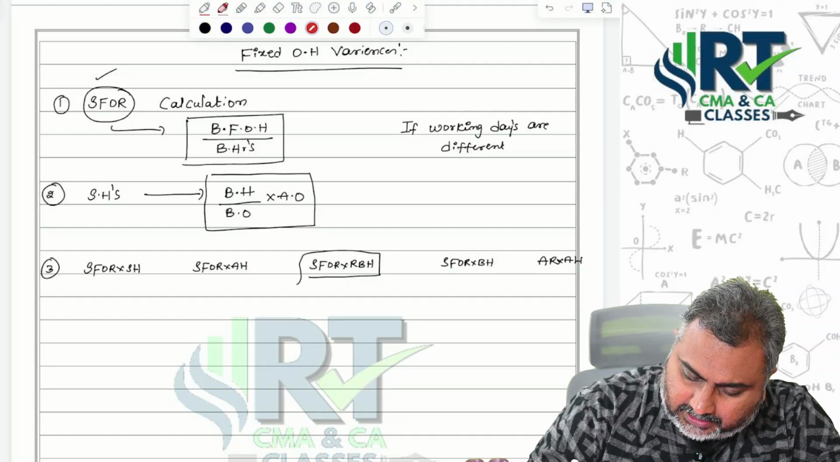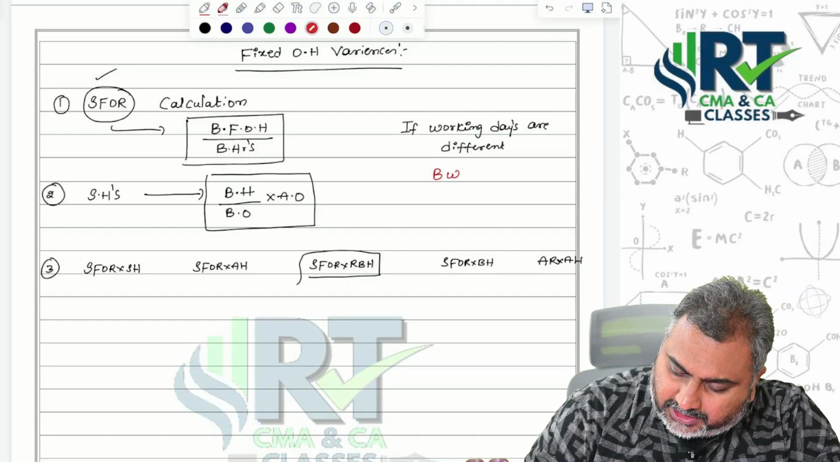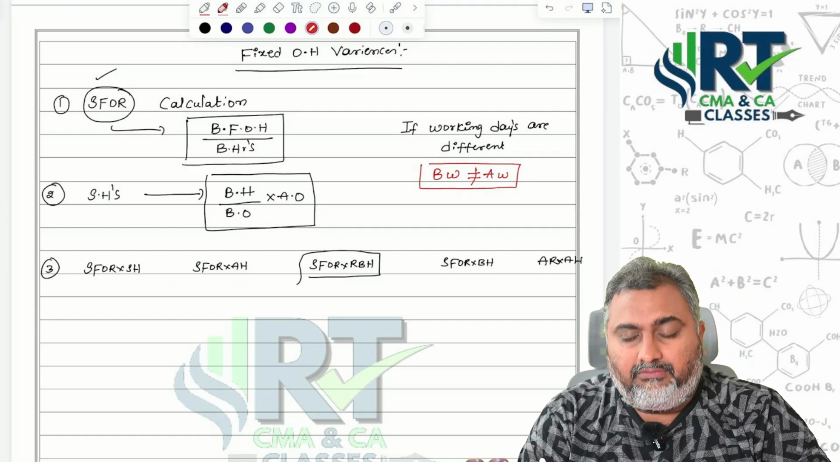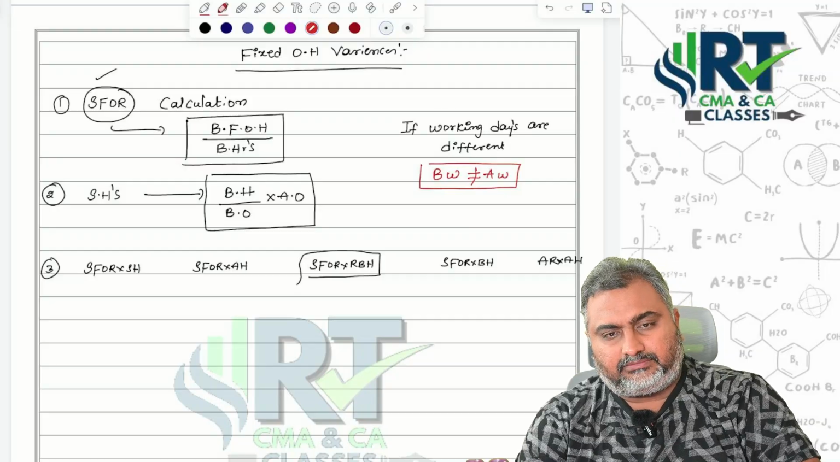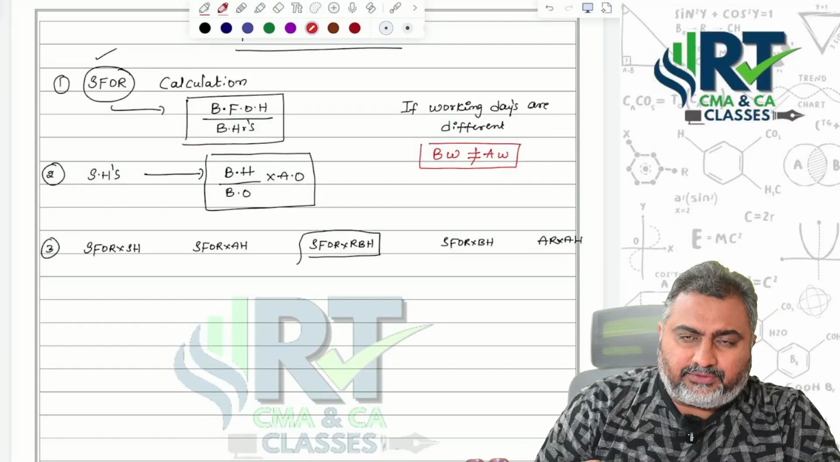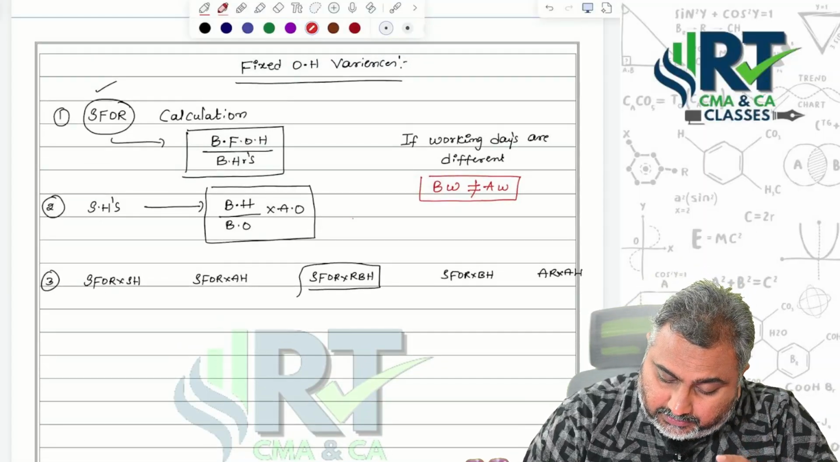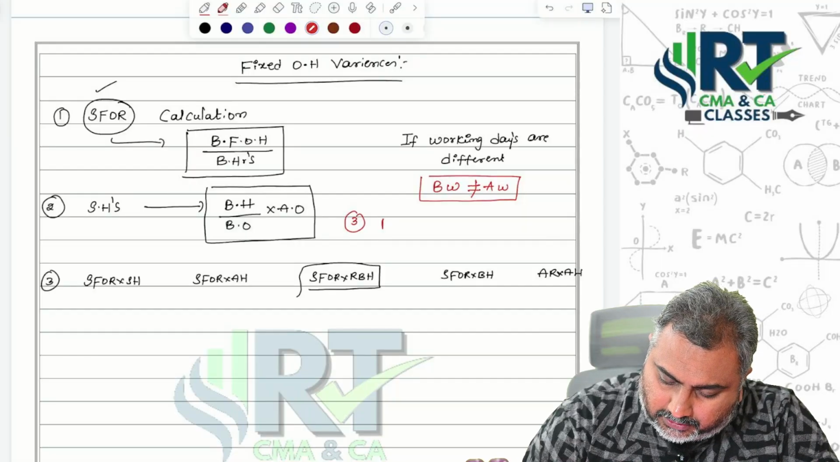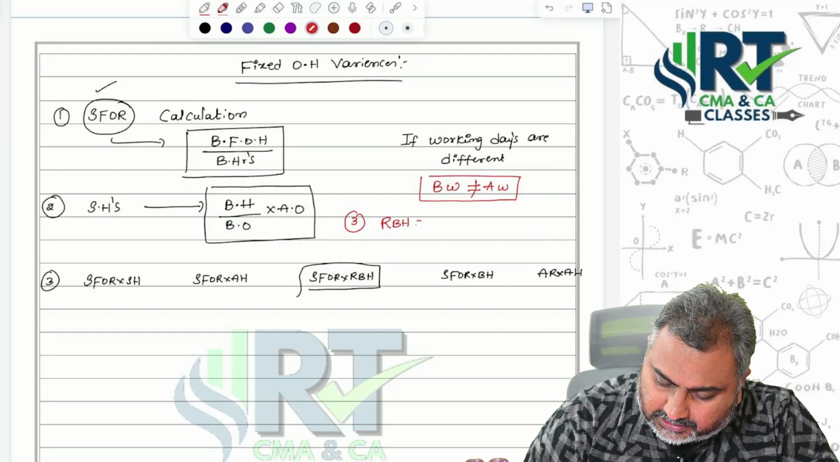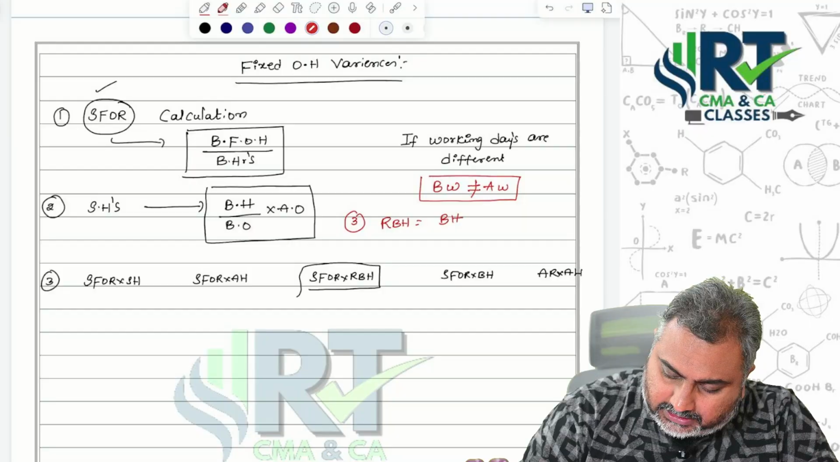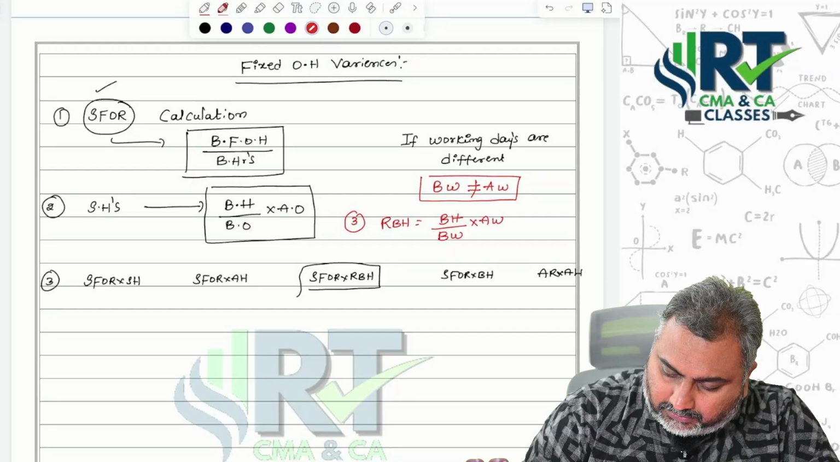Which working days? Only if your budgeted working days are not equal to the actual working days given in the question, we will get revised budgeted hours. In that case, your third step is not fill in the blanks. Your third step is to find out revised budgeted hours. How to find out revised budgeted hours? Budgeted hours divided by budgeted working days into actual working days.